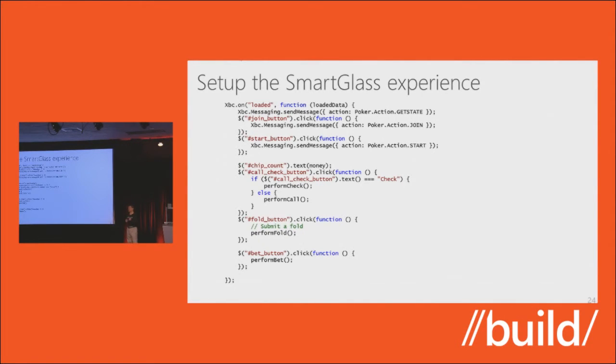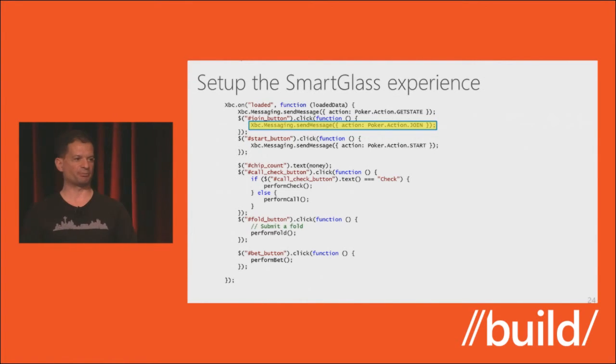And depending on messages that I get or state that's happening, here's what you should execute. So here we say, if you click the join button, send a message. So this is a title message getting sent to the console, and send that message with a field name called action, and then a value of poker.action.join. So it's really just sending a string called join.